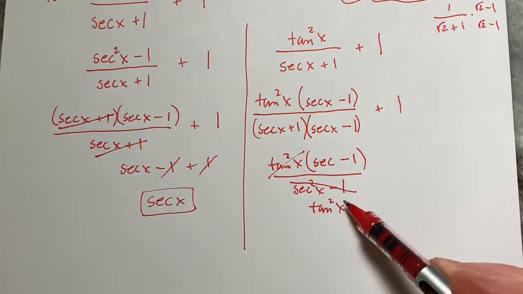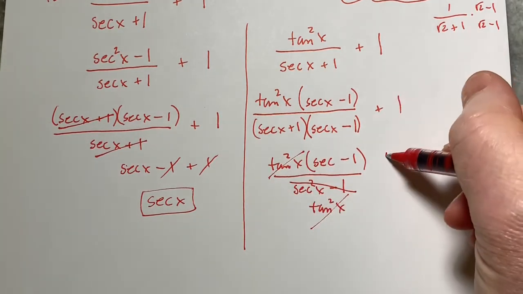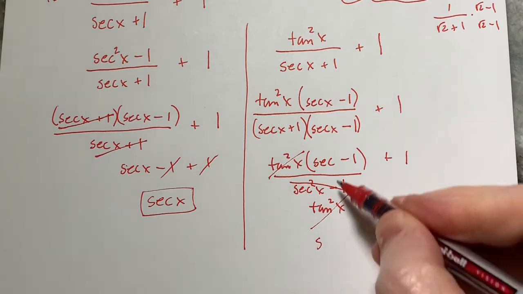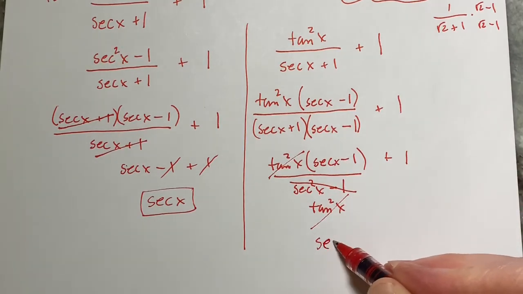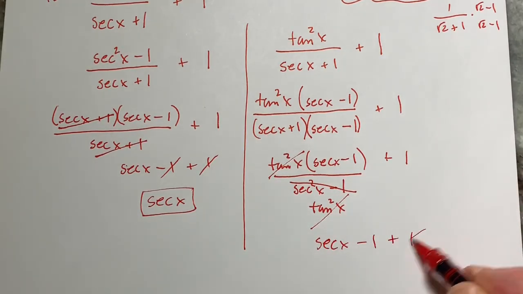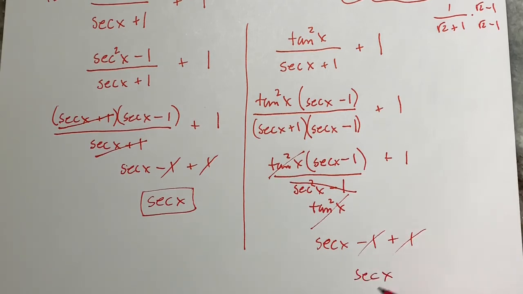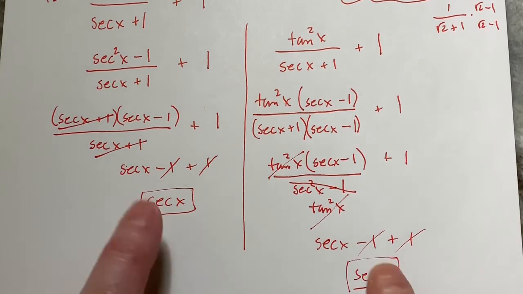Now what can I do? I can cancel out the tangent squared x's. Don't forget that plus 1 there. And what do you have left? I have secant of x minus 1 plus 1, and then again, they cancel. So two different strategies to get the same result.